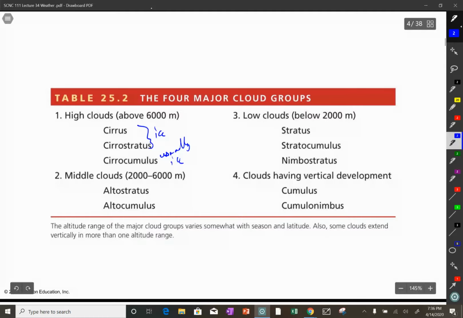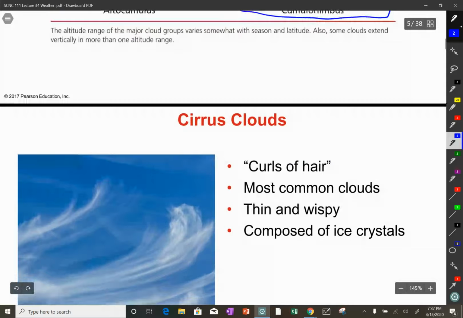Then the middle clouds, alto means high. So those are middle level, the ones that say alto. They're still relatively high, just not as high as the cirrus. Then the low ones are the ones that have stratus in them. Now there is a stratus here as well, but we're going to look at these more carefully. And then we have some with vertical development. They're ones that go from low to high. They extend through a range. So let's look at these more carefully.